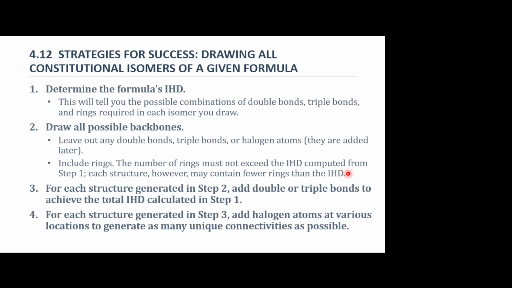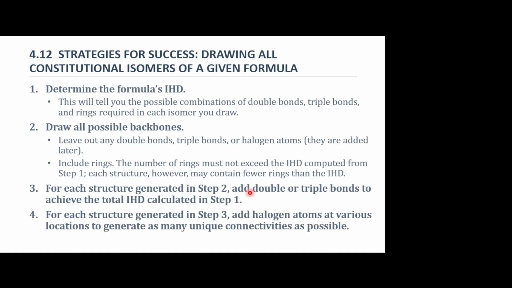All right. So for each structure generated in step 2, you're going to add double or triple bonds to achieve your total IHD calculation. So you'll add double bonds to achieve it. If you have 2 IHDs you can take care of, then that would be a triple bond you could add in one of those isomers, right? So for each structure that's generated in step 3, you would then add your halogen atoms at various locations to generate as many unique connectivities as possible.